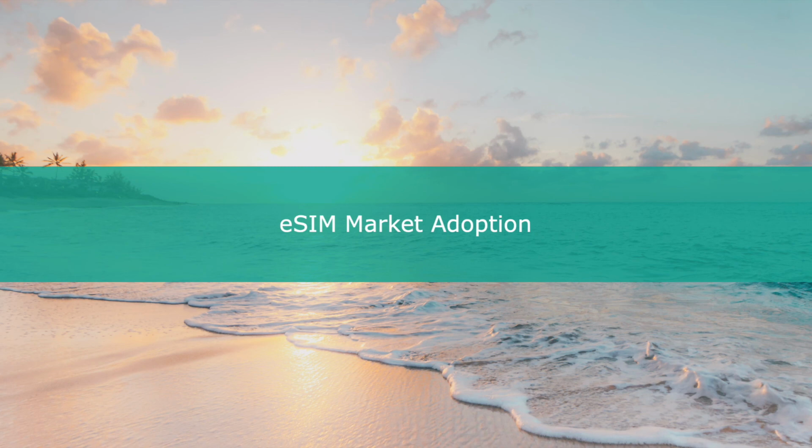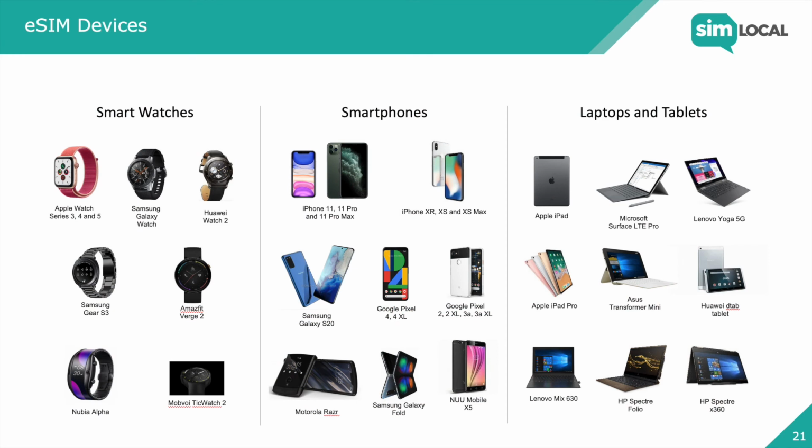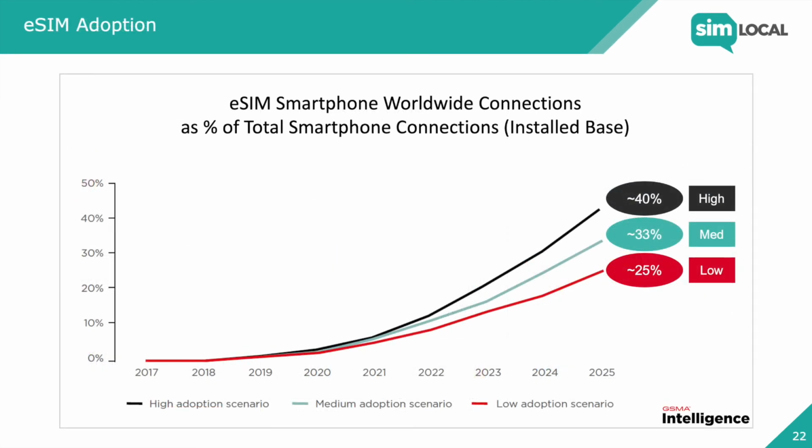Finally then, let's have a look at the market adoption of eSIM. What you can see here is a chart of consumer devices that are available today. This list is growing all the time, so it's likely to be out of date already. You can see that all of the main device manufacturers support eSIM, and many of those are supporting eSIM in their entire product range. The graph you see here is from the GSMA, which is the trade association for mobile network operators all across the world.